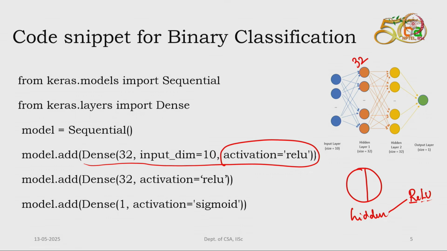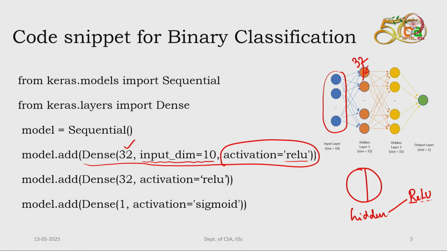So, there are 32 neurons, yes, and for this first hidden layer we are also passing the features. How many features are we passing? We are passing 10, therefore input_dim is 10, and in this neuron there is an activation function also. What activation function are we using? We are using a ReLU activation.